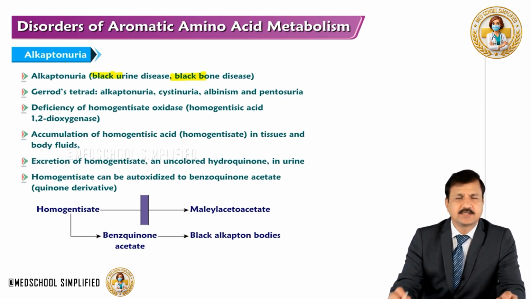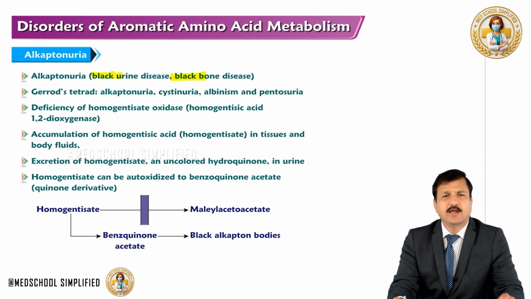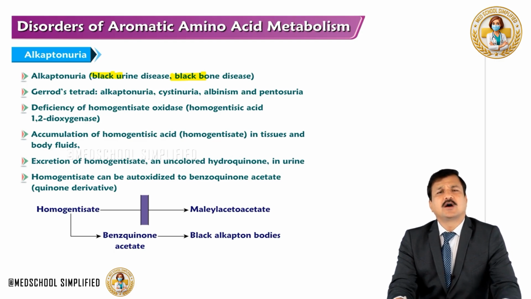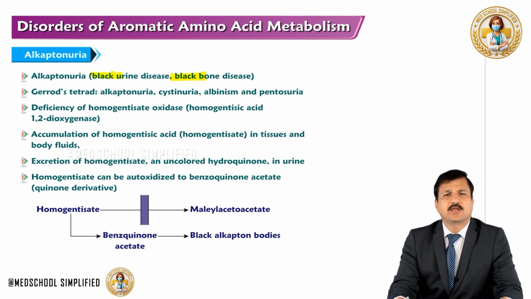Black coloration is seen in Alkaptonuria, and why is it called Alkaptonuria? Because alkaptone bodies will appear in the urine, and these alkaptone bodies are colored molecules when they are oxidized. So let's look into some more details in that aspect.